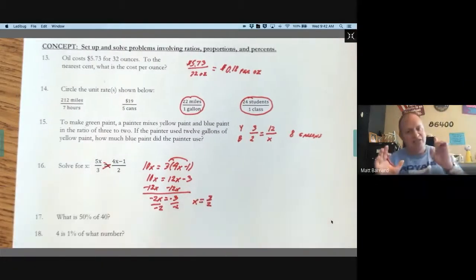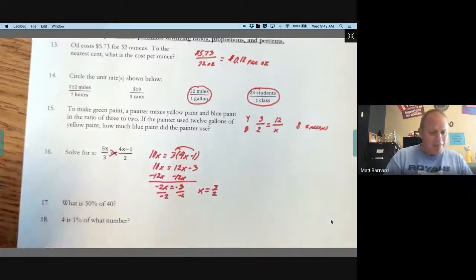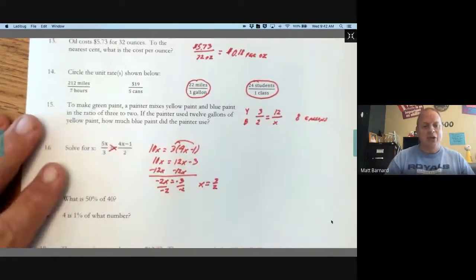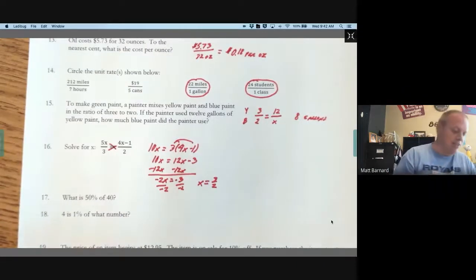Again, this is the key. You're just checking your work. You've already got the work. So pause the video if you need to go back through and look and see what I did. Again, by the end of the unit, you are the master of this.